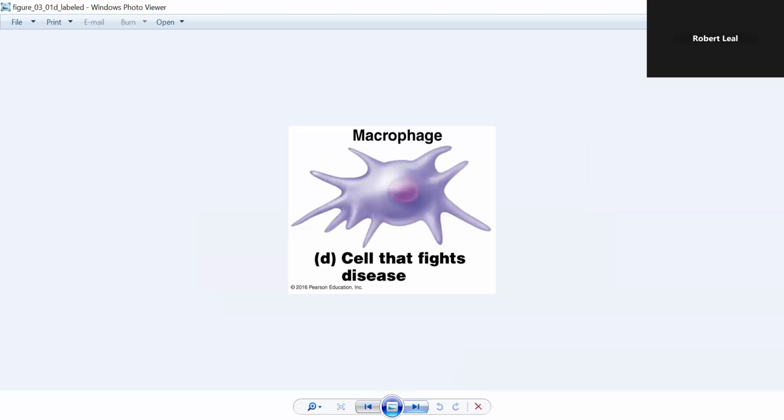Macrophage is a type of white blood cell, and it's looking for things that are foreign so it can get rid of. Kind of like an amoeba will extend out its cell membrane when it encounters something foreign, it'll surround it, bring in the contents, and get rid of it.